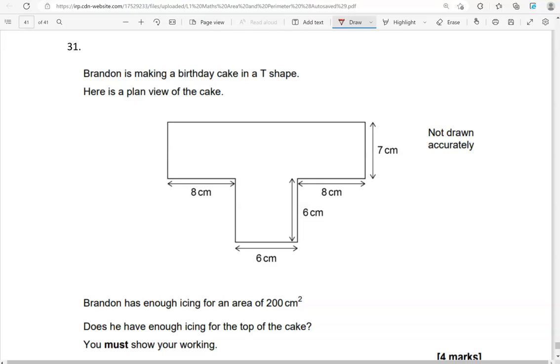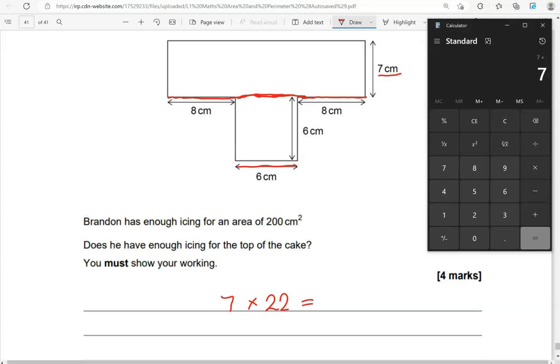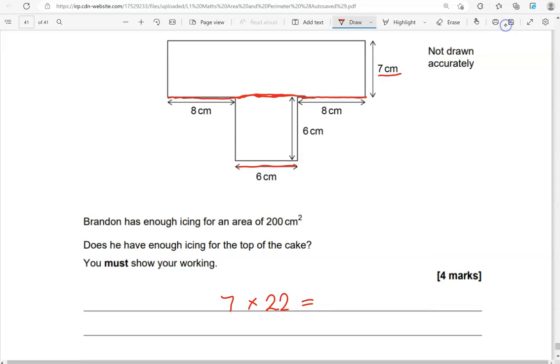So I'm going to split this into 2 shapes. So we've got this big rectangle which measures 7 centimeters by this length here, which is 8 and 8 makes 16, and this one is 6, so that is 22 centimeters. 7 times 22 gives us 154 square centimeters.